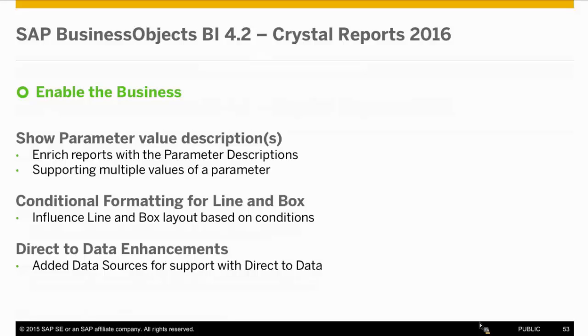Conditional formatting for line and box, where you can easily influence the layout for lines and box based on a condition. So for instance, only add a red line around the box if the value is negative. But also we added, further down, more data sources to be supported with the direct-to-data.